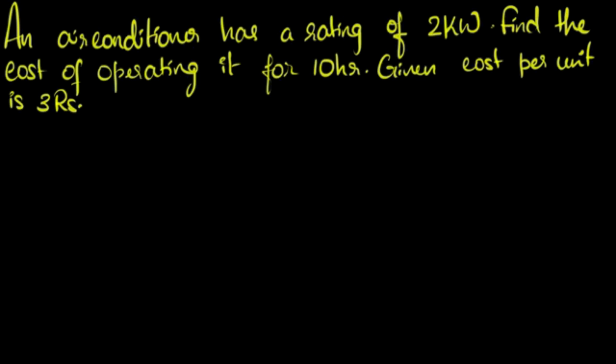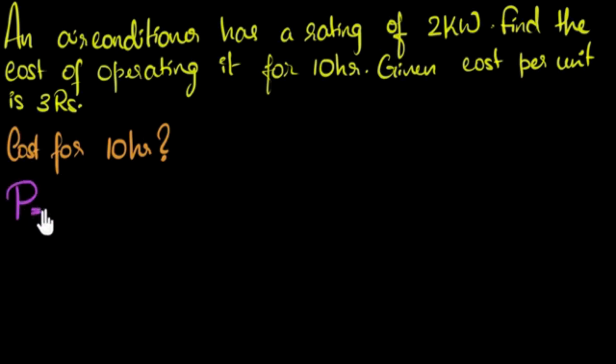So let's first write down what we are asked. We need to calculate the cost for operating it for 10 hours. So let's write that down. Cost for 10 hours. This is what we want. Now let's see what's given to us. An air conditioner has a rating of 2 kilowatts, which means we're given the power rating of the air conditioner. This is given as 2 kilowatt.